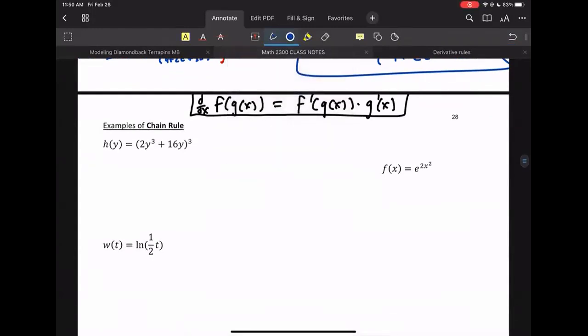When I look at this h of y example, I'm trying to think about what the two pieces are. What's the f and what's the g? It looks like something's being cubed, right? There's a cube on the outside. That's what's giving me that intuition. And then what's inside of it is 2y cubed plus 16y.